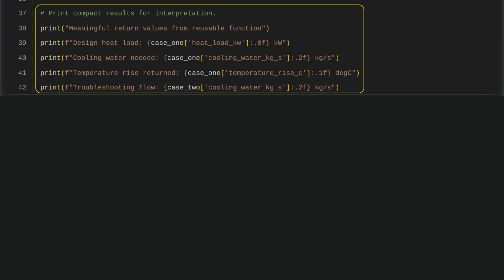The output begins with a brief message explaining that the reusable function is returning meaningful results. It then reports the first case's design heat load, required cooling water flow, and temperature rise using appropriate numeric formatting so the thermal performance can be checked quickly. Finally, it shows the cooling water flow for a second troubleshooting case, giving a smaller scale comparison for validation.